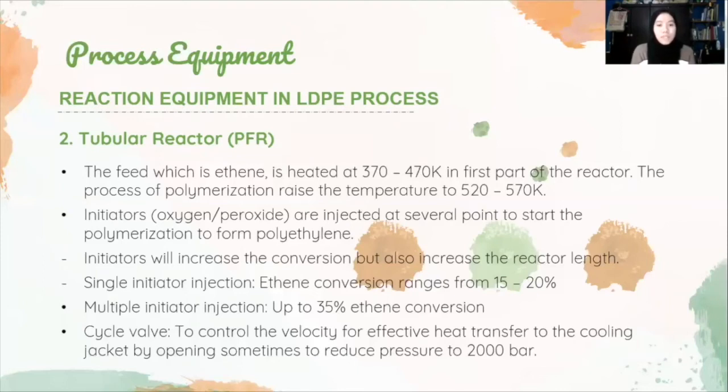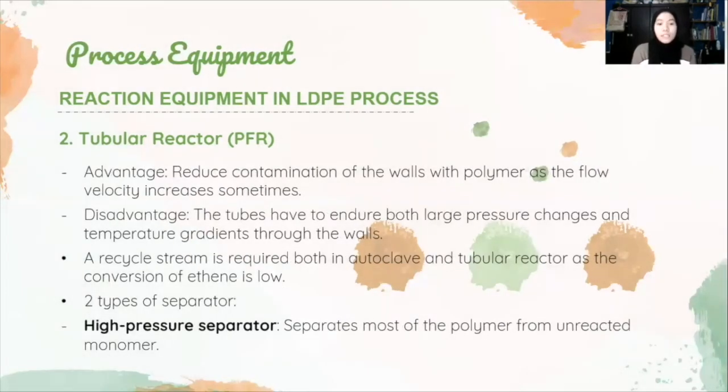35% ethane conversion. The cycle valve, which is located after the reactor, is to control the velocity for effective heat transfer to the cooling jacket by opening the valve sometimes to reduce pressure to around 2000 bar. The advantage of the valve is to reduce contamination of the walls with polymer as the flow velocity increases sometimes. But the disadvantage of the valve is the tubes have to endure both large pressure changes and the temperature gradients through the walls. A recycle stream is required in both the autoclave and tubular reactor as the conversion of ethane is low.